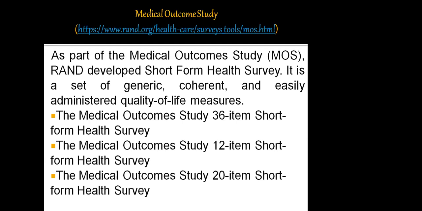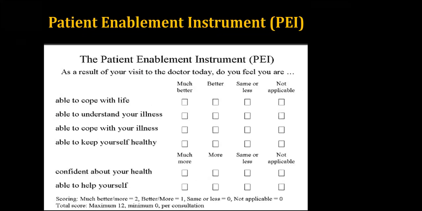Another is the Patient Enablement Instrument. This tests the quality of consultation. It is again a patient reported outcome measure that reflects the quality of appointment with the general practitioner. Whenever a patient comes to visit a general practitioner, this is a 6-item questionnaire administered to the patient immediately after the consultation. As a result of your visit to the doctor today, do you feel you are able to cope with life, able to understand your illness, able to cope with your illness, able to keep yourself healthy, confident about your health, or able to help yourself, on these four options. So these were the quality of life instruments.